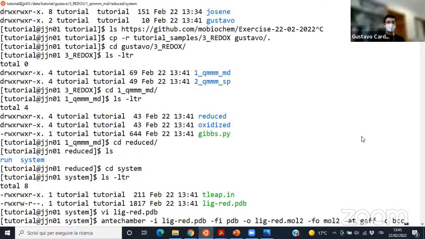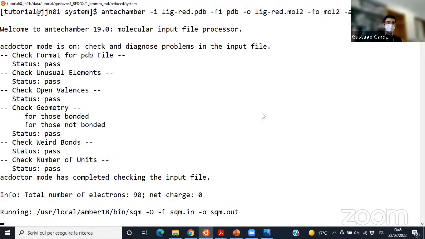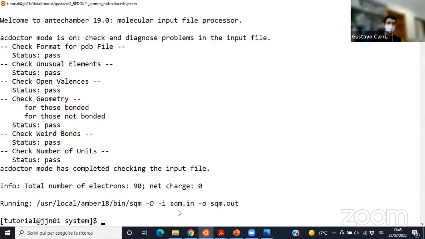Okay, so you will see at some point that it will show this thing here. This is using a so-called semi-empirical method to obtain these charges. It's like a rough approximation for a quantum mechanical method. Okay, so let's see what we got.